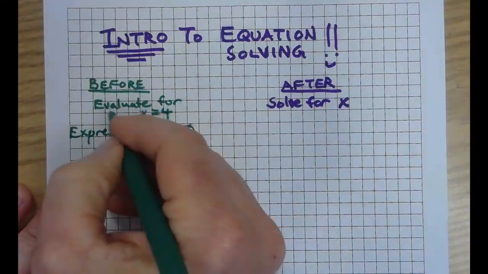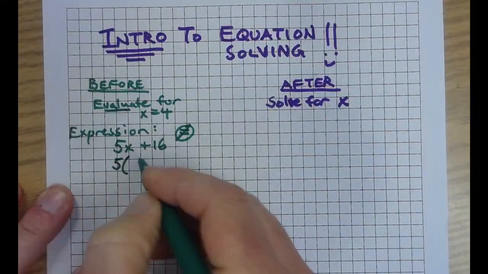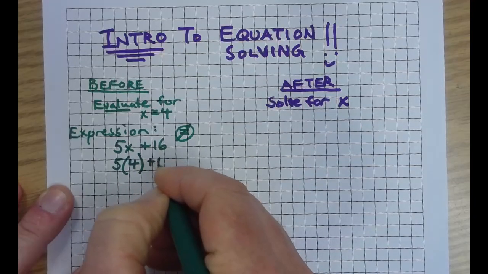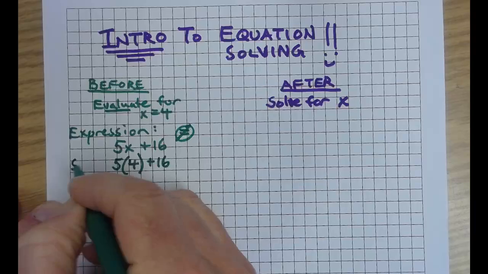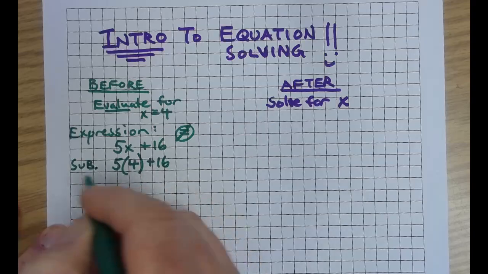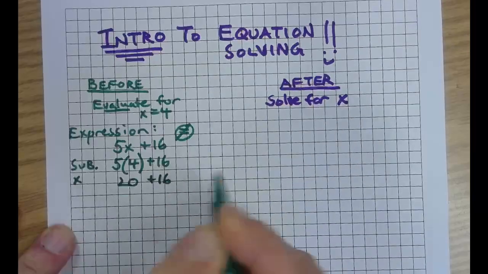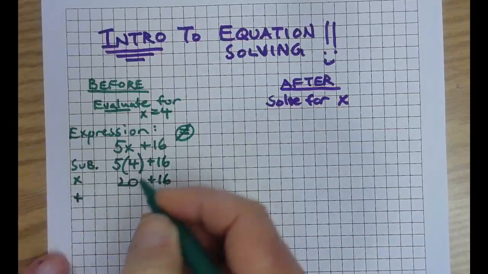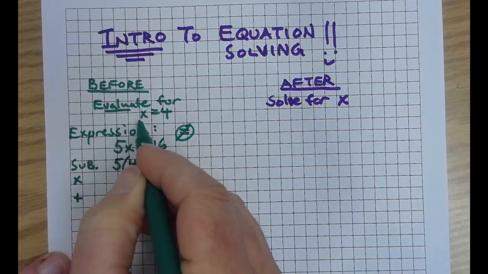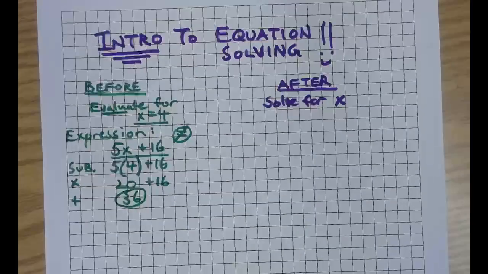So to evaluate or to give a value to an expression, we substitute the 4 for the x so that we can work with just numbers. Substitute. Order of ops. So we're going to multiply first, and then we're going to add last. And there's our value of this expression when x equals 4. Yay, remember that? We've been doing that a lot.